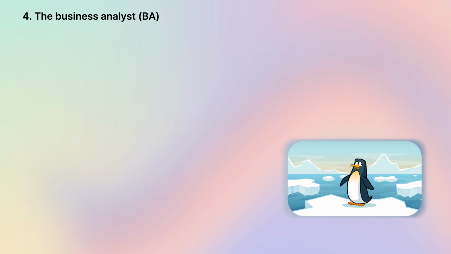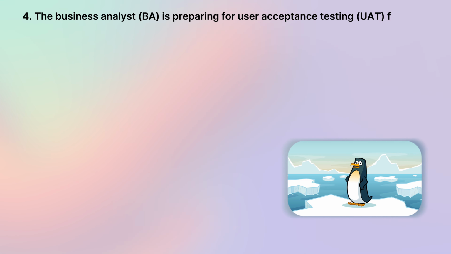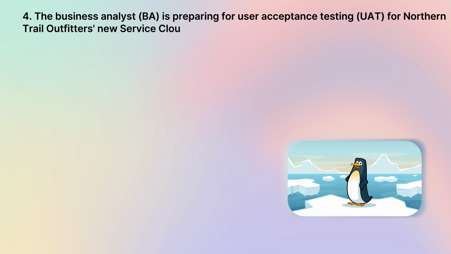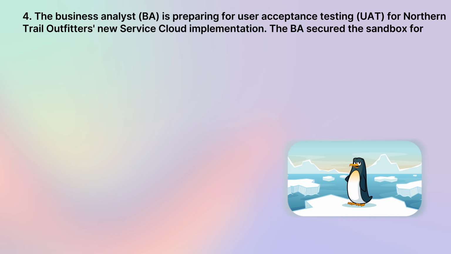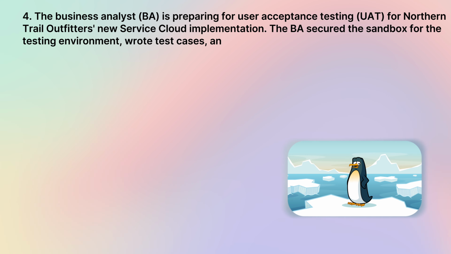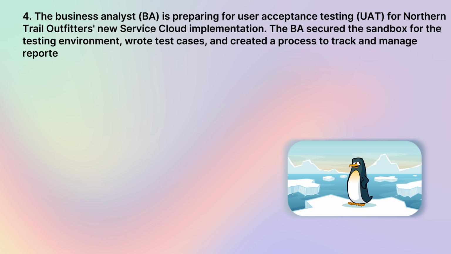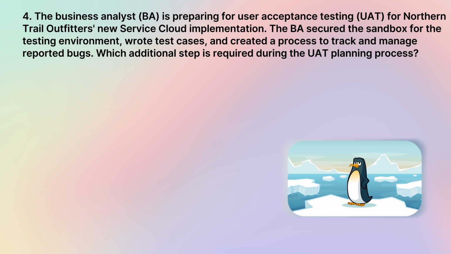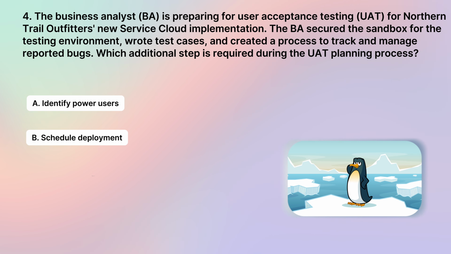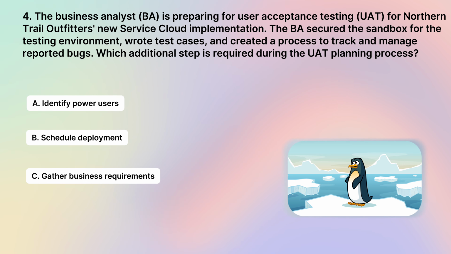Question 4. The business analyst, BA, is preparing for user acceptance testing, UAT, for Northern Trail Outfitters' new Service Cloud implementation. The BA secured the sandbox for the testing environment, wrote test cases, and created a process to track and manage reported bugs. Which additional step is required during the UAT planning process? A. Identify power users. B. Schedule deployment. C. Gather business requirements.